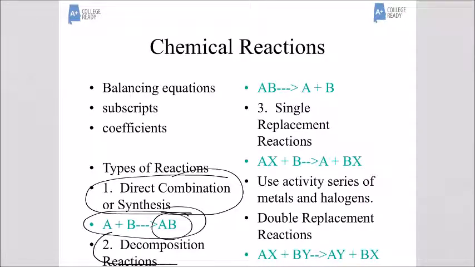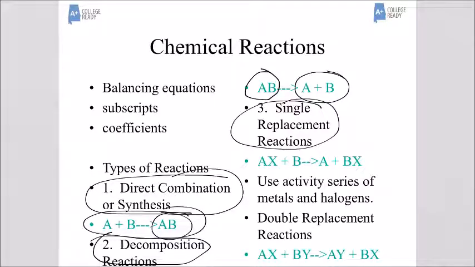The second type of reaction is decomposition. This is sort of the opposite of a synthesis reaction. This is when you start with a compound and you break it into elements. There are also single replacement reactions. This is typically when a metal replaces another metal from a compound, or it also can be when a halogen replaces another halogen from a compound.